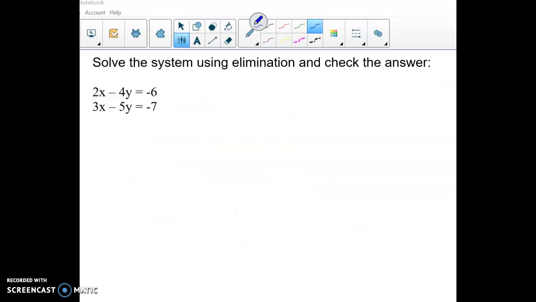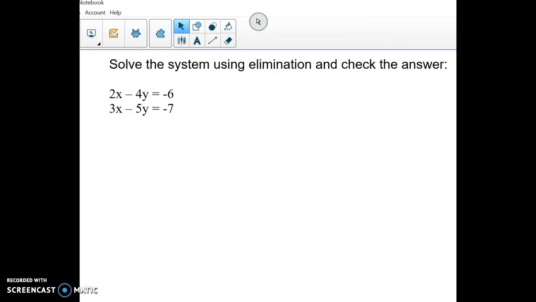Okay, so this problem represents the hardest type, and the reason is, there's no easy way to go from 2 to 3. We can't just multiply by 2 or 3 or 4 or some whole number. It's not a multiple, right? These are not multiples of each other. Same thing with the y. There's no easy way to go from 4 to 5. All right, so this is the hardest type, where you have to actually multiply both equations by a value.